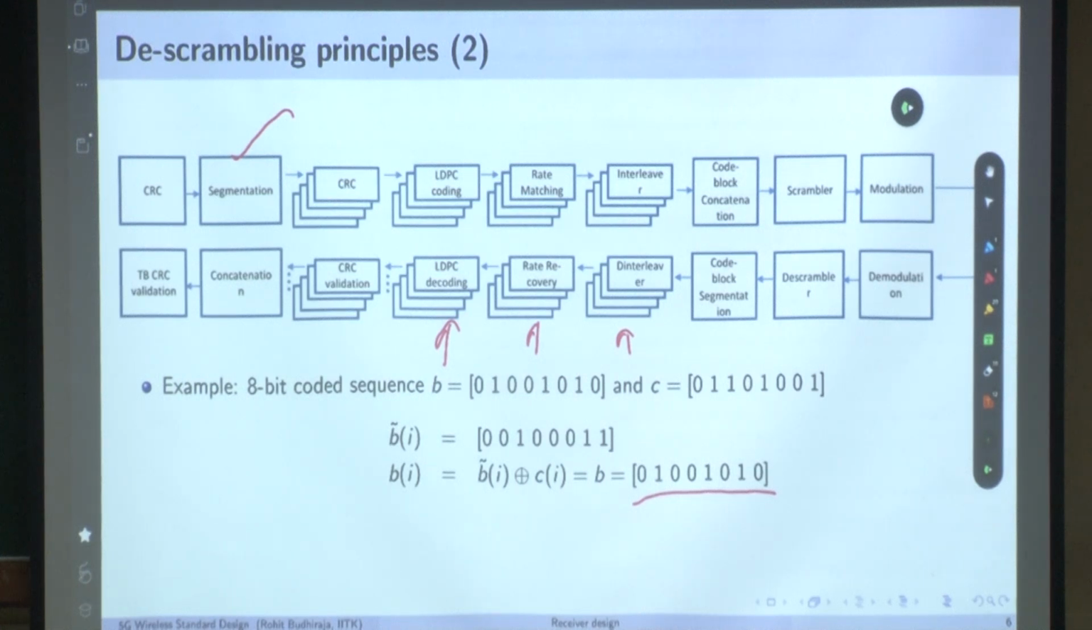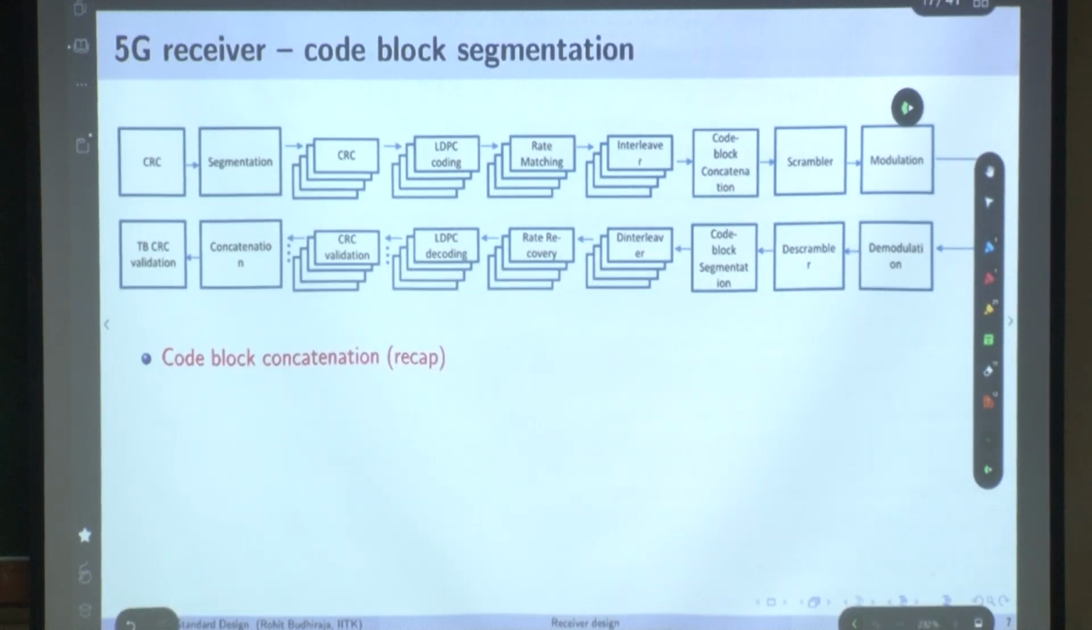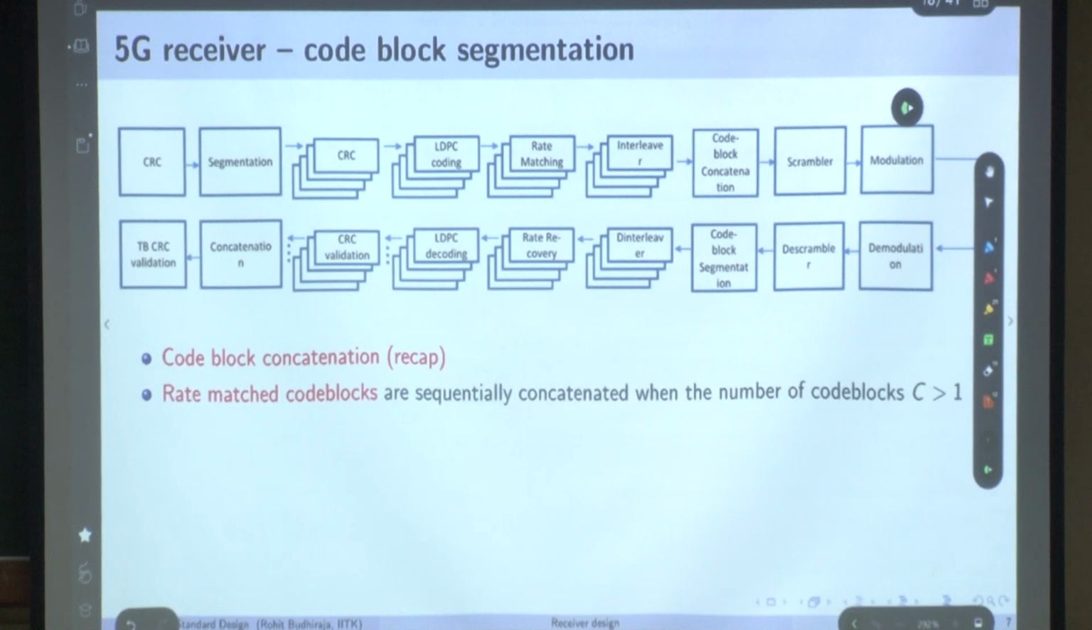Why should it be there? Because what is segmentation doing? It is deciding the size of each of the code blocks. You need those numbers, you need those filler bits, and all these numbers you should know. So what did code block concatenation do? Rate matched codes are concatenated. Now you need to segment them, and segmentation is basically you should know E. Because what did you do? You put C code blocks of size E together. So you should know C, you should know E, you should know G. Who is going to give you all these numbers? Segmentation. So the receiver should have exactly the same control information.